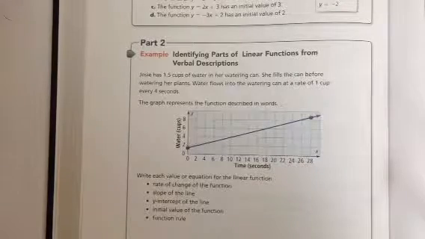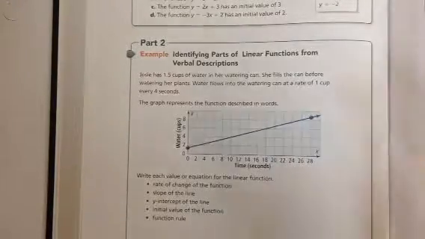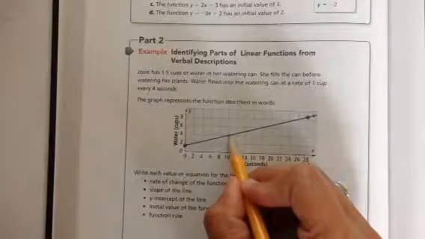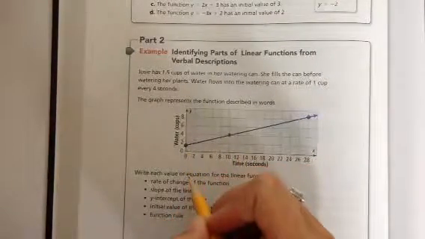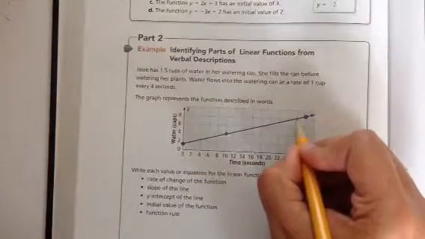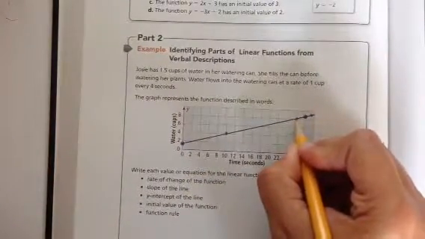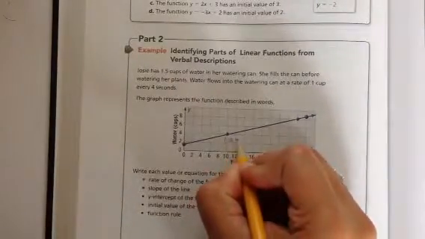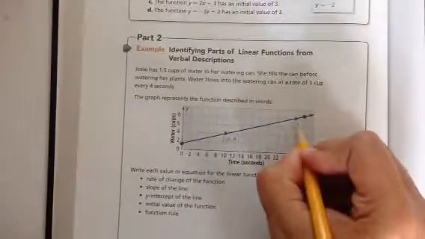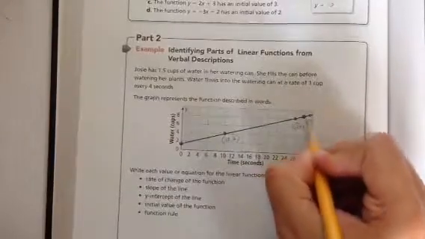Well, we can find any 2 points. So I'm going to use this point here, and let's see if we can find another perfect one. Here's a pretty perfect one here. Alright, so this point is 10, 4, and this point is 26, 8.